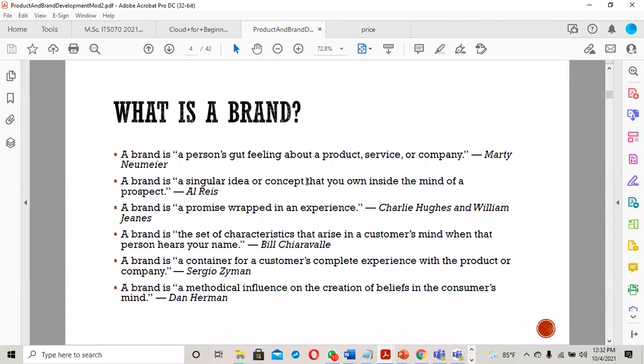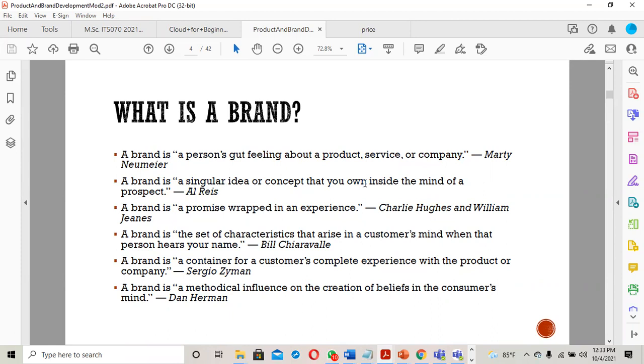So there are different opinions from different people about the brand. The brand is a person's gut feeling about a product, service, or company. You know what it means by gut feeling, what you really feel about that product in your mind when you hear the name of that brand. When you hear a certain product name, a bunch of images pop up in your mind. That is the brand.